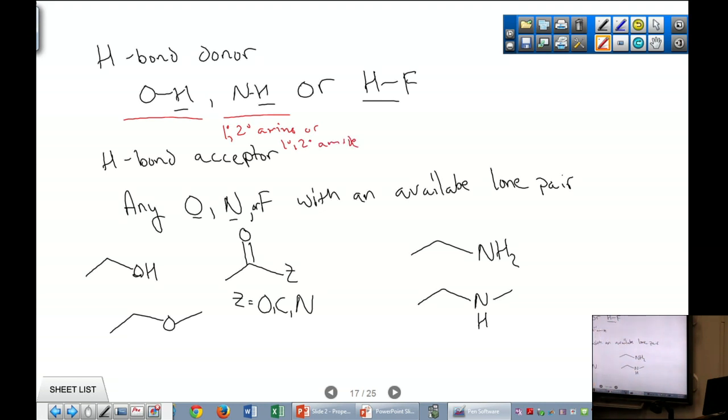A hydrogen bond acceptor is any oxygen, nitrogen, or fluorine with an available lone pair. So the oxygen of an alcohol, there are lone pairs there. This oxygen could be an acceptor. The oxygen of an ether, this could be an acceptor.